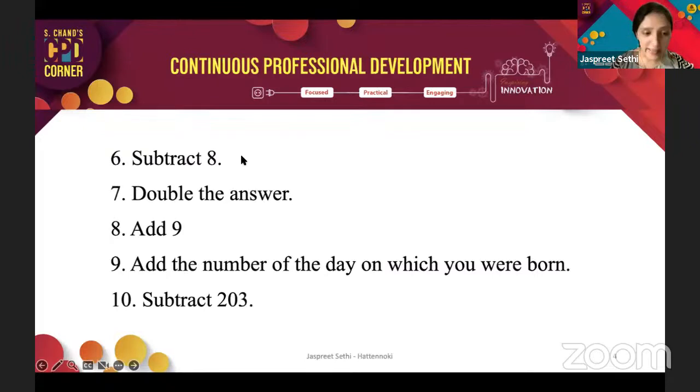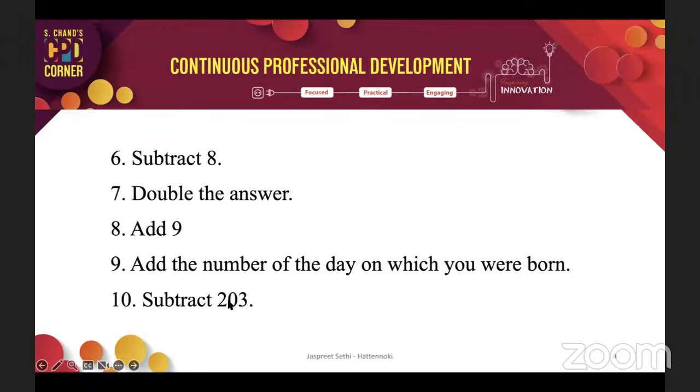Then you subtract 8 from that result, double that result, add 9, and add the number of the day on which you were born, for example, 23rd, so add 23. And then subtract 203 from this result.